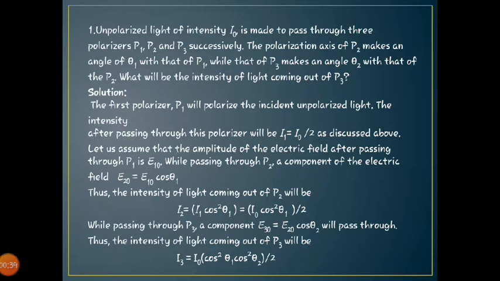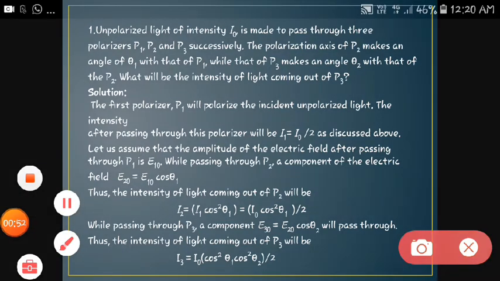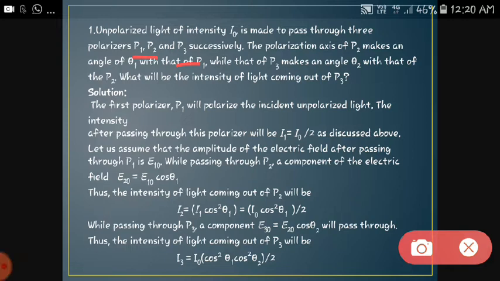The first numerical which we are going to deal with is: unpolarized light of intensity I0 is made to pass through three polarizers P1, P2 and P3 successively. The polarization of P2 makes an angle theta 1 with that of P1, while that of P3 makes an angle theta 2 with that of P2. You have to remember these things, that's why I am underlining.